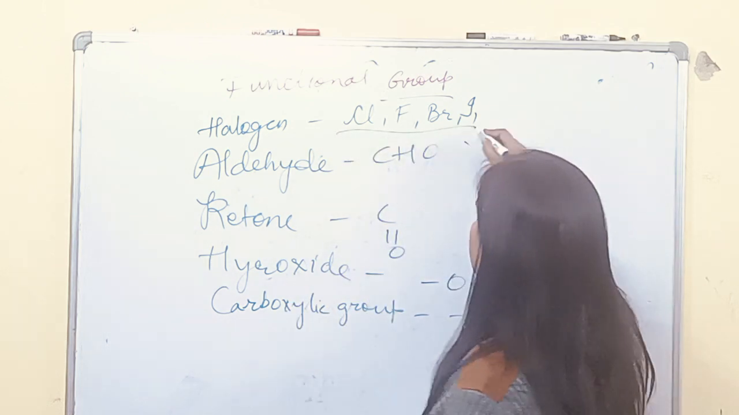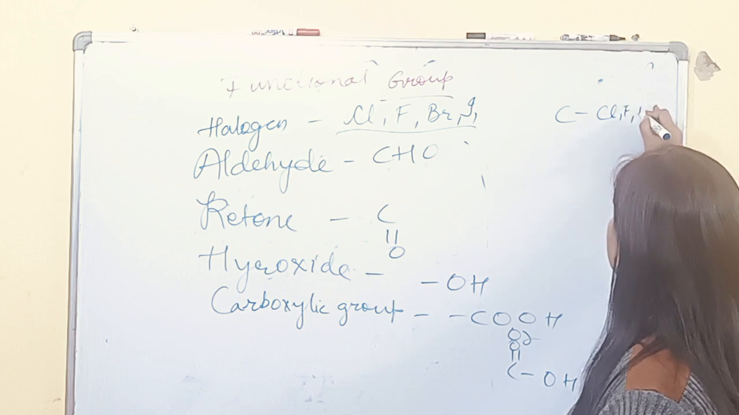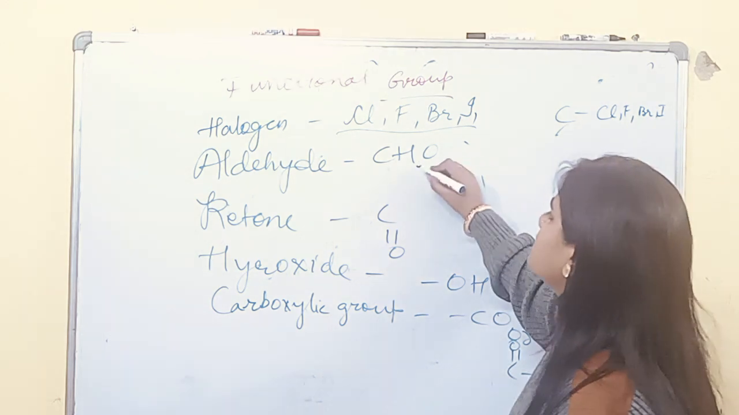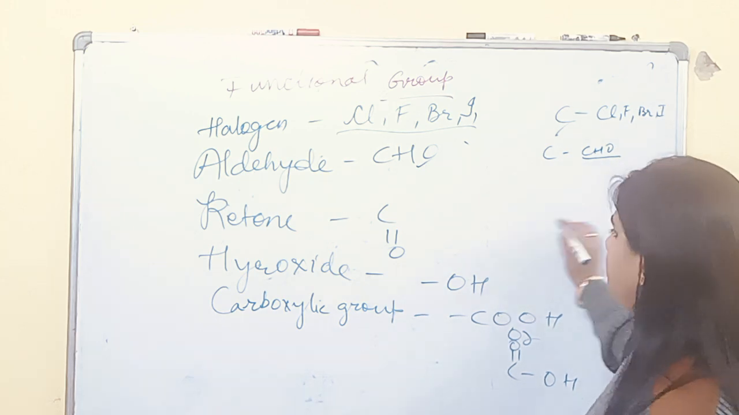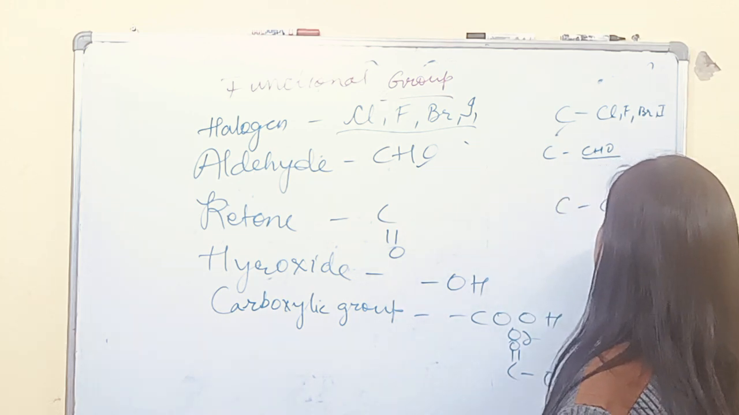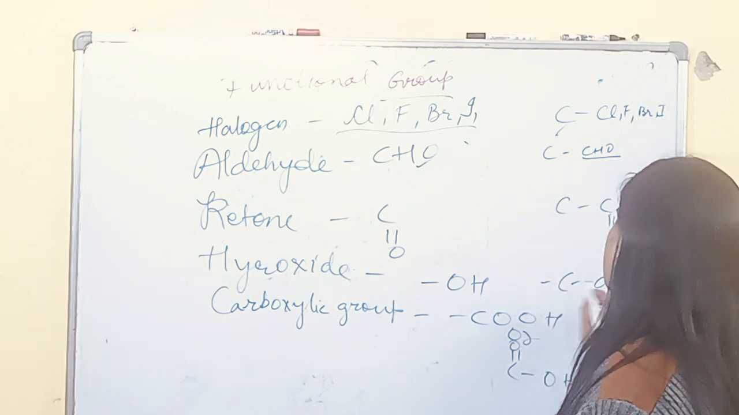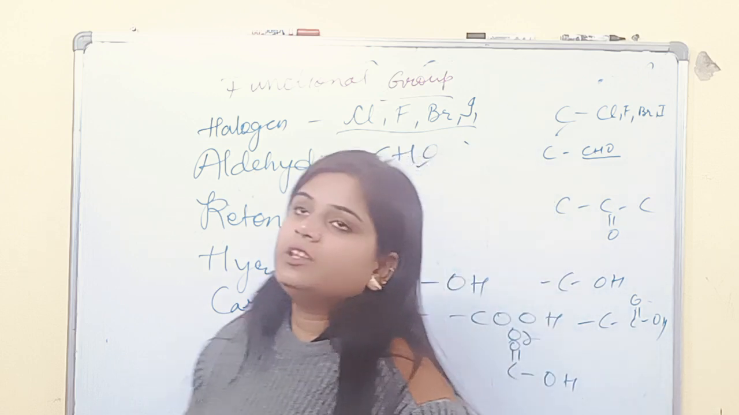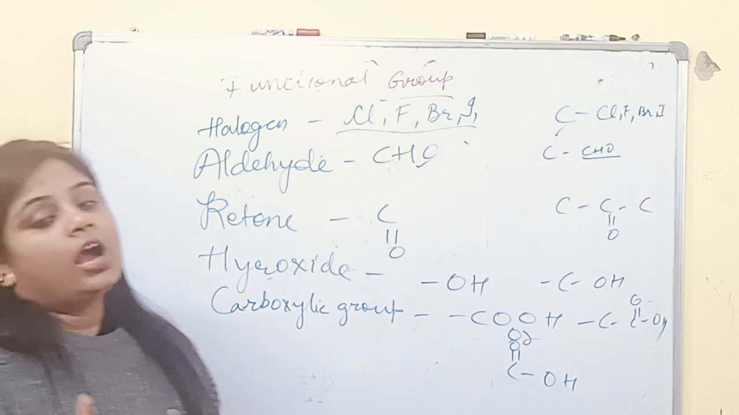So this, the first one, is halogen: chlorine, fluorine, bromine, iodine make a bond with carbon. Next is the aldehyde group. This also makes a bond with carbon. Then the ketone group, hydroxide group, and this carboxylic group. So further, these groups are named when combined with carbon.